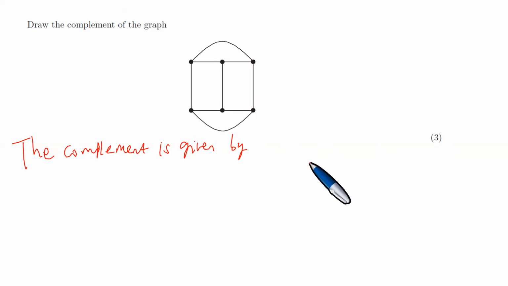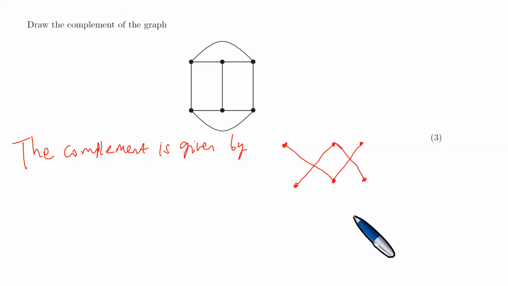To draw the complement, we normally just draw the vertices first. After having drawn the vertices, we connect the vertices that were not connected before. Like there was no edge here, so you can draw an edge here. Similarly, there was no edge here, you can draw an edge there like that. There was no edge there, you can draw an edge here. There was no edge here, you draw an edge there like that.